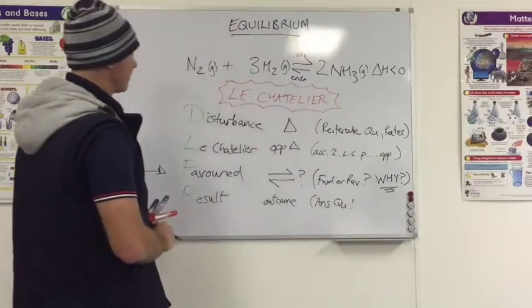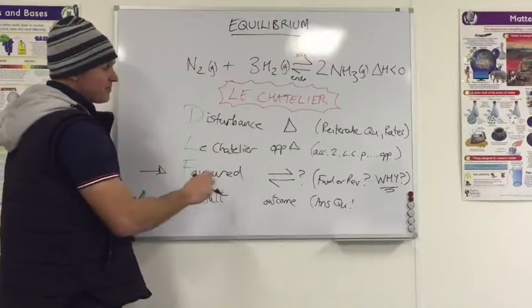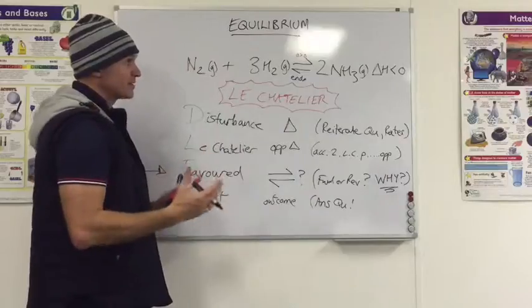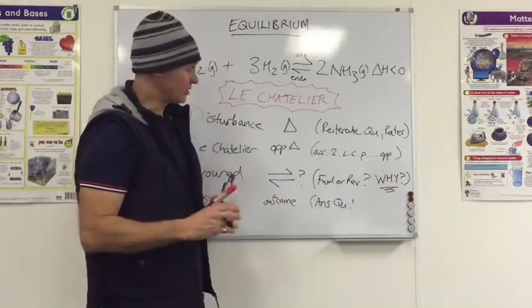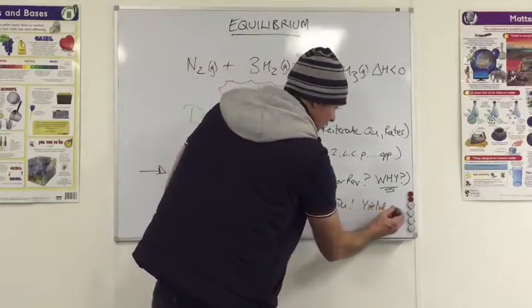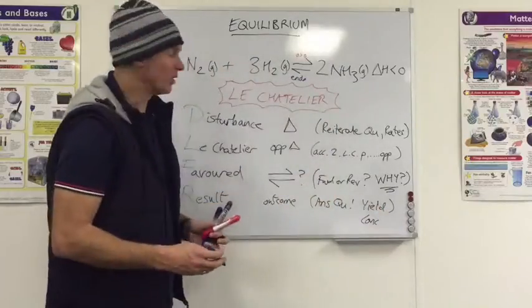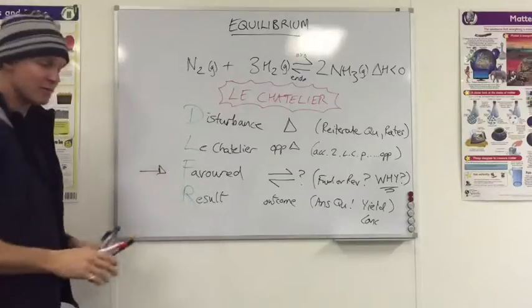So let's just quickly run through this. The system was heated. It's going to try and cool itself down by favoring an endothermic reaction, which is the reverse reaction, which in fact results in less ammonia being produced. That would be a great example. If they don't ask you for yield or something, you could perhaps just mention the concentration of products or something along those lines. So that's DLFR. It's a nice little four-step way of getting your marks.